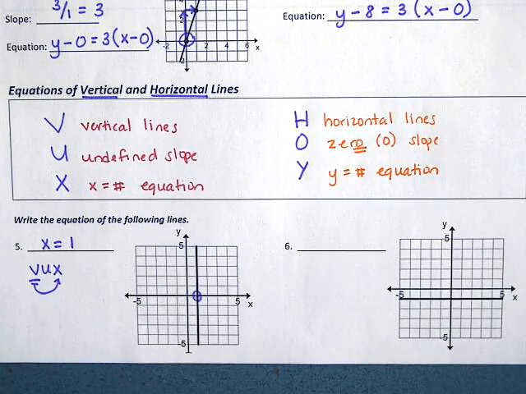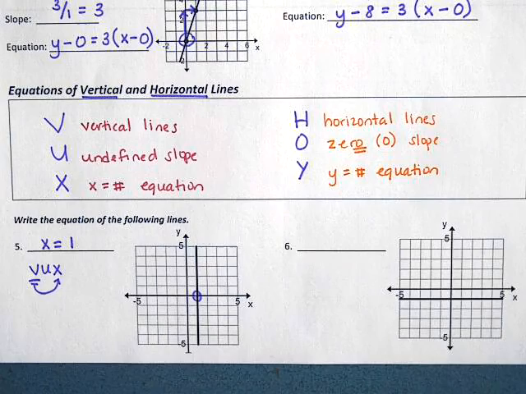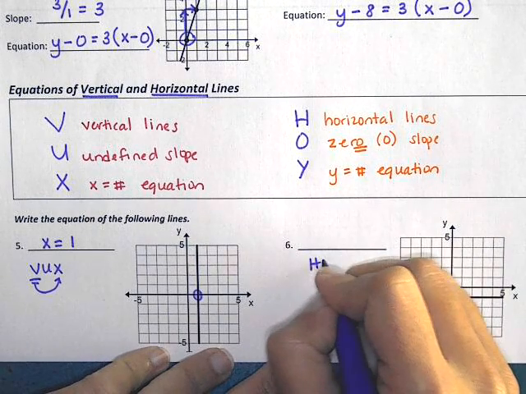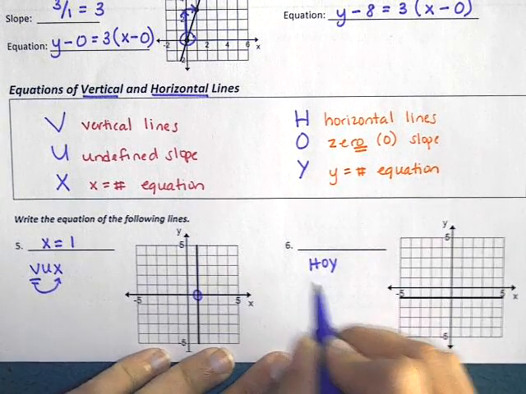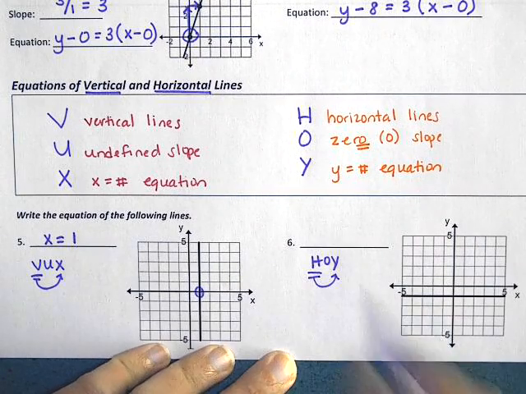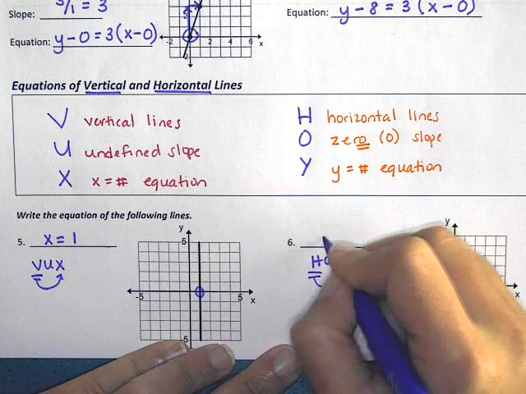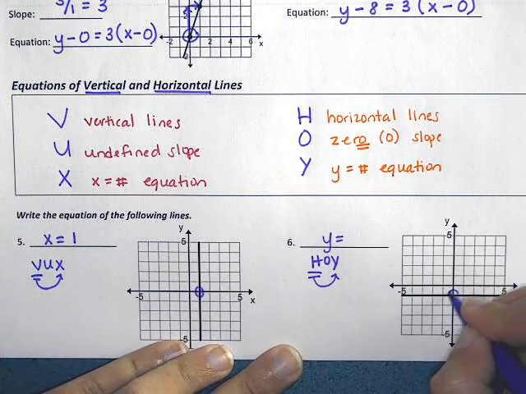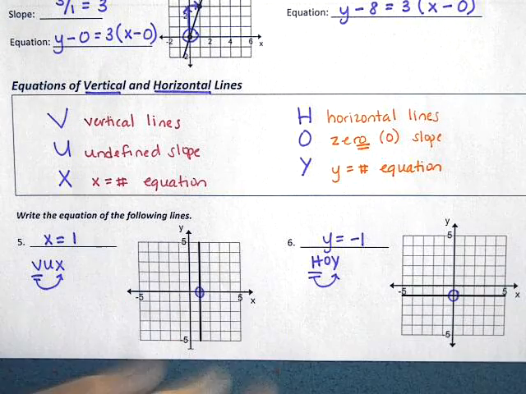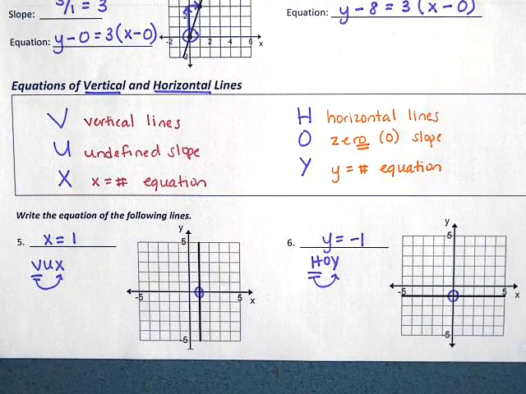In problem number 6, I can see that I'm looking at a horizontal line. So I would write down the word HOY. I can see that if I have a horizontal line, I should be using the letter y in the equation. And I can see that the y value it crosses through is a -1. So my answer would be y equals -1.